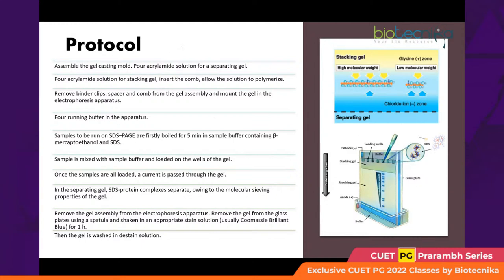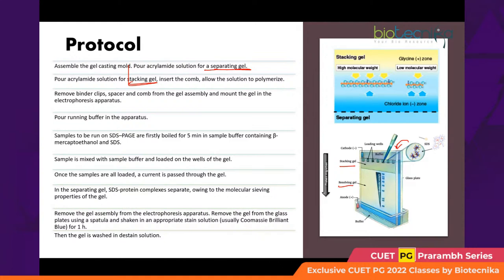Now in SDS page, we have two types of gel. One is called the separating gel, and one is called the stacking gel. The separating gel, or resolving gel, is down, and the stacking gel is on the top. When we start making our gel, we will start pouring from the top only. First we will pour the solution of the separating gel. This separating gel has a concentration of 6 to 15% polyacrylamide, and it will be around 5 centimeters long.